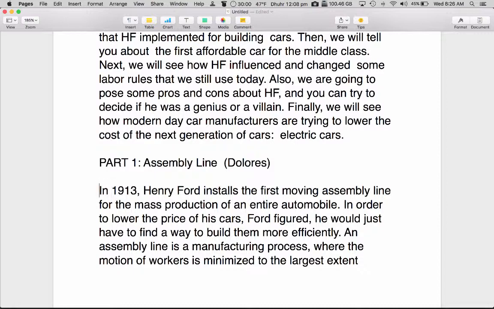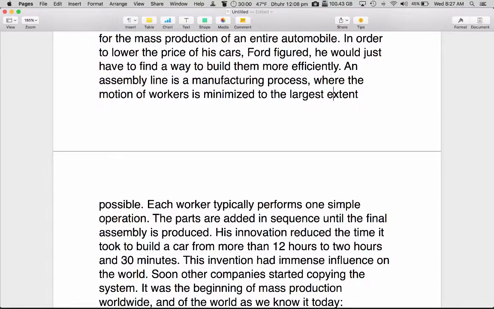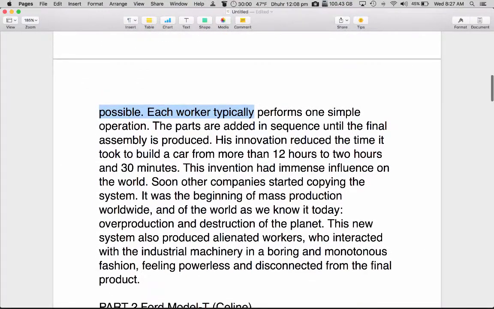In 1913, Henry Ford installs the first moving assembly line for the mass production of an entire automobile. In order to lower the prices of his cars, Ford figured he would just have to find a way to build them more efficiently. An assembly line is a manufacturing process where the motion of workers is minimized to the largest extent possible. Each worker typically performs one simple operation. The parts are added in sequence until the final assembly is produced.